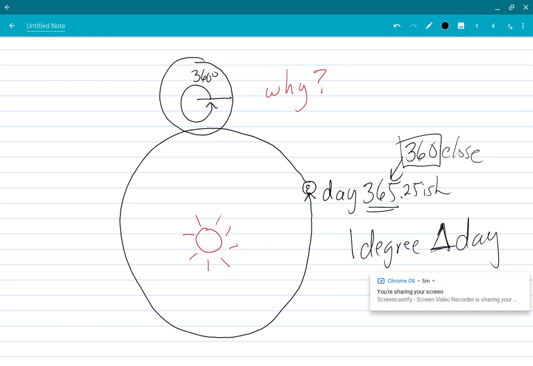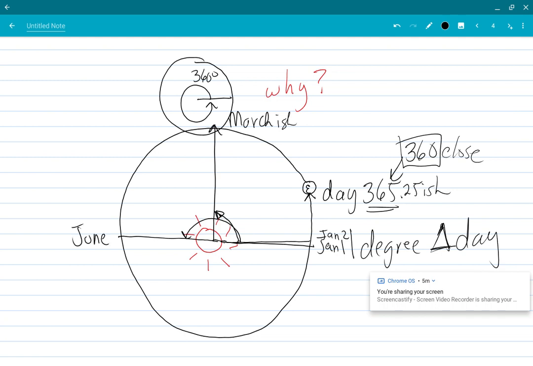So here is January 1st, and then 1 degree would be January 2nd. And what would 90 degrees be? That's like 3 months, right? January, February, March. March-ish, yeah. And then what about June-ish? Yeah, June 1st. Of course the months don't have the same days, but it'd be at least, give or take, right?